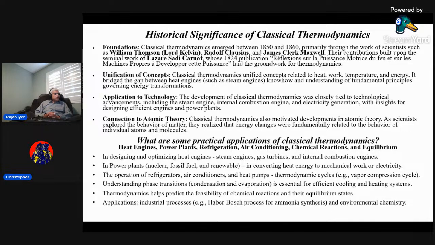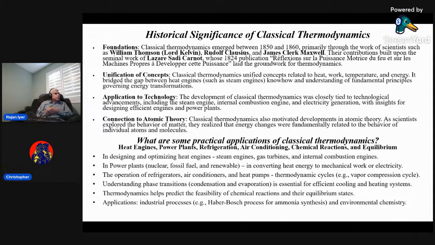So it also helped to develop the atomic theory. We will be talking about that in episode 3, about the structure of the atom, which was developed around that time. So they explored the behavior of matter and realized energy change is fundamentally related to the behavior of individual atoms or molecules. At that time, we know from Dalton's theory that the smallest element in matter is the atom. So they knew energy is being transferred between them, and thermodynamics helped to understand what's going on.